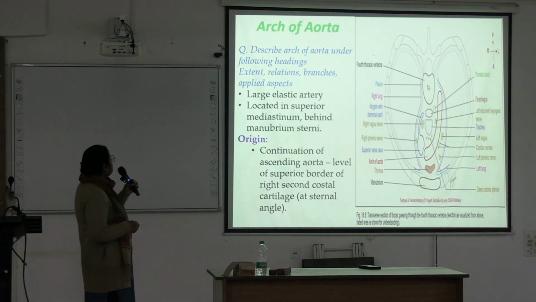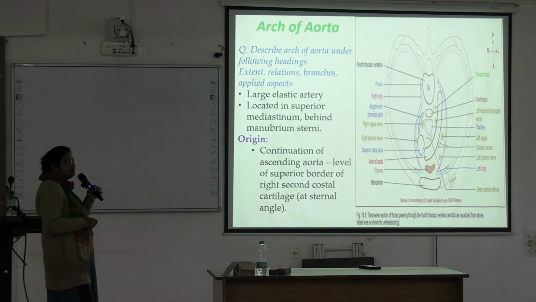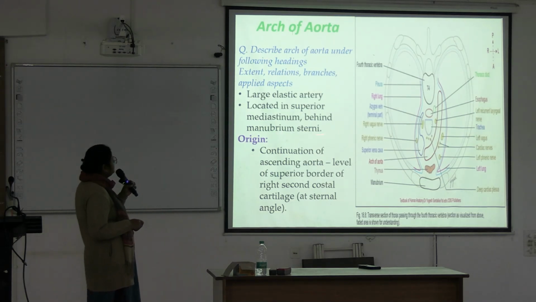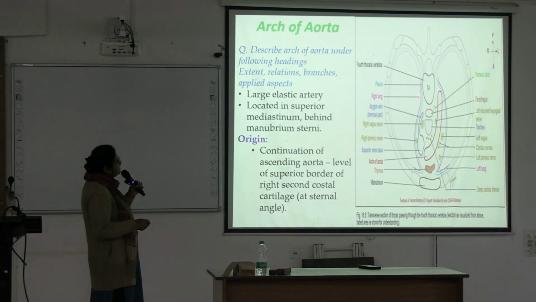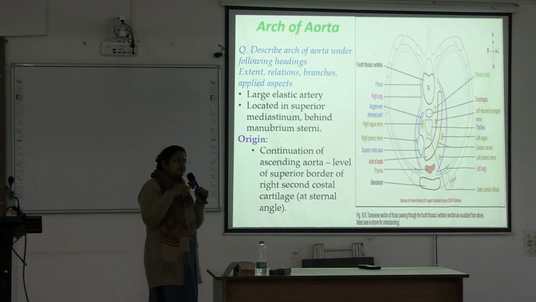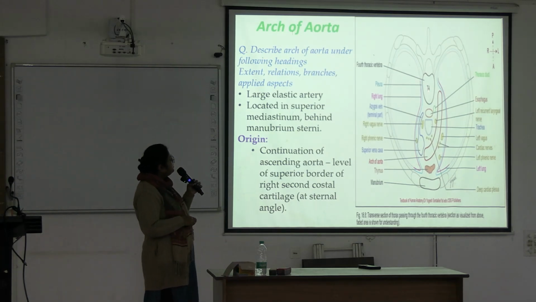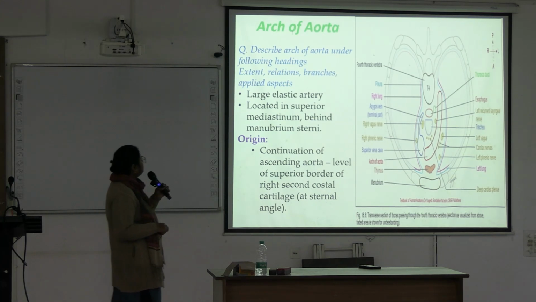The arch of the aorta is a large elastic artery located in the superior mediastinum behind the manubrium sterni. Here you can see the arch. This section is at the level of T4. The previous one was at the level of T5, where you saw sections of the ascending and descending aorta. This is a section at the level of T4. Here you can see the long section of the arch of the aorta.